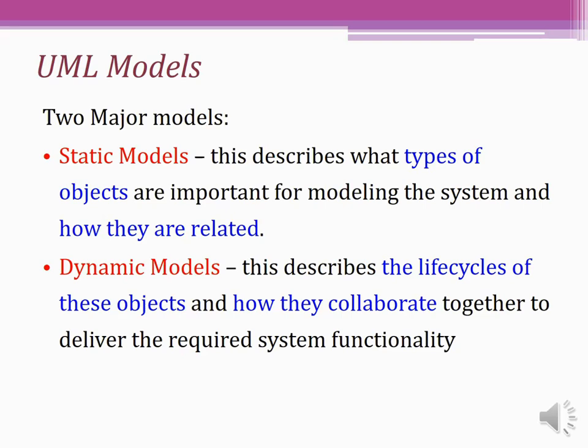UML mainly consists of two categories of models, namely static model and dynamic model. The static model describes the structure of the system, including classes, objects and their relationships, whereas the dynamic model explains how these objects interact and change their states while the software is executing. Both models together provide a complete understanding of the software system.